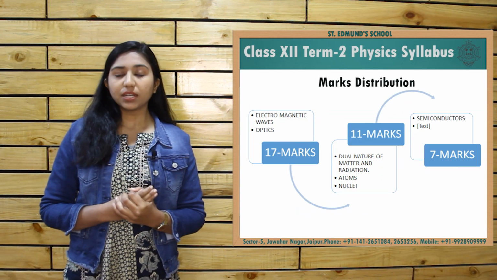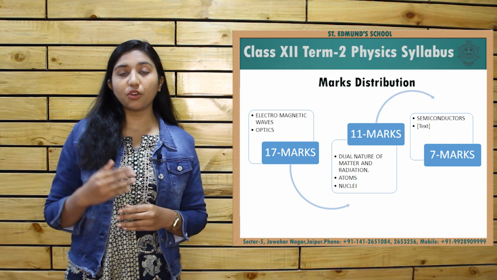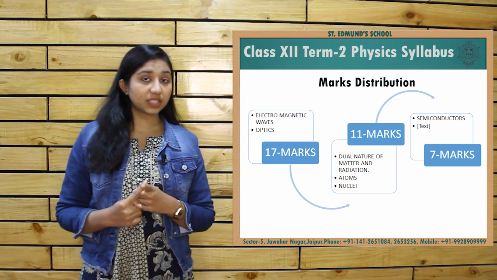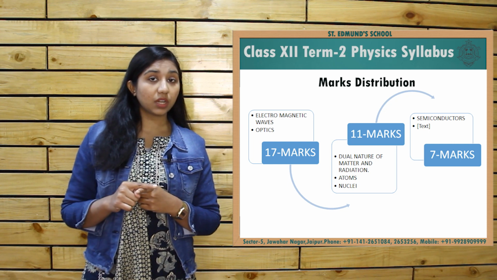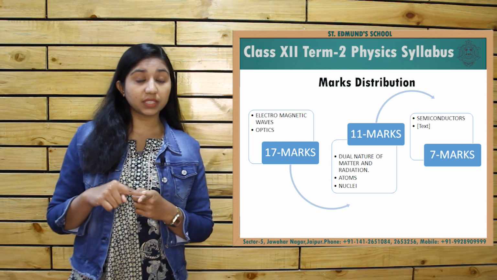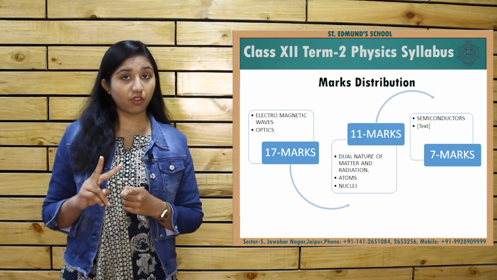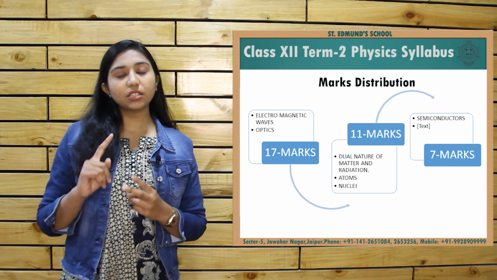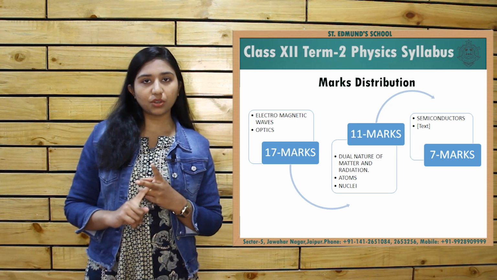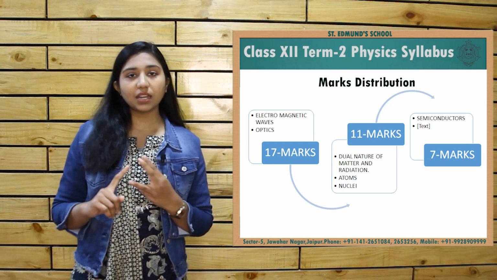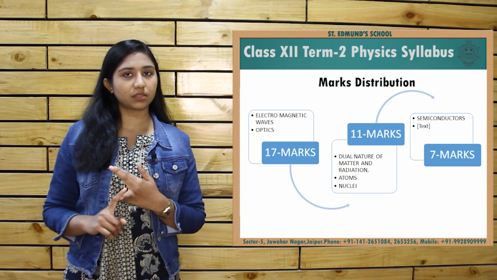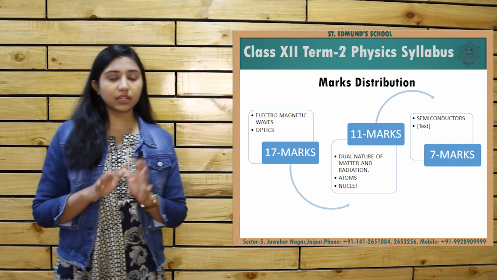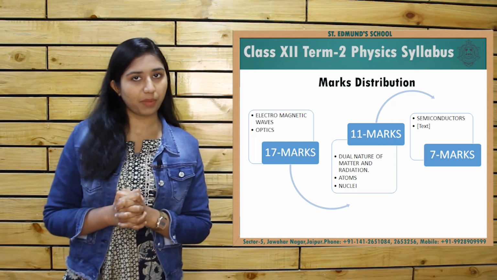Okay, for your marks distribution topic wise, your first 2 units, that is electromagnetic waves and optics, carry 17 marks. In this particular unit, optics, there are 2 chapters, ray optics and wave optics. They are very important for this term. Second, your dual nature, atoms and nuclei carry 11 marks, and the last, semiconductor, is carrying 7 marks. So in this term, your optics is the most important and it carries the maximum weightage of marks.